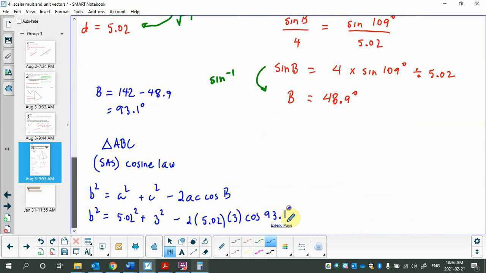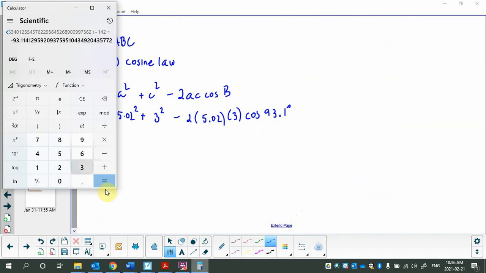And then I'm going to type this into my calculator. Good thing I can see everything. So 5.02 squared plus 3 squared minus 2 times 5.02 times 3 times, for me, 93.1. Hit the cos button. Did not hit equals anywhere until right now at the very end, and I get 35.829.